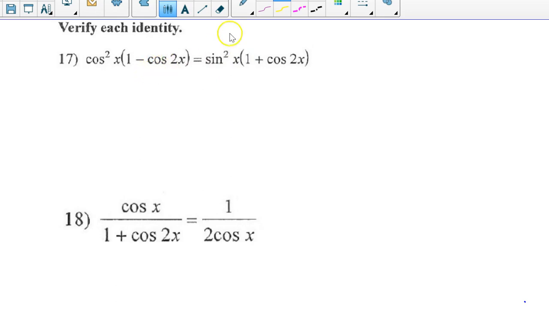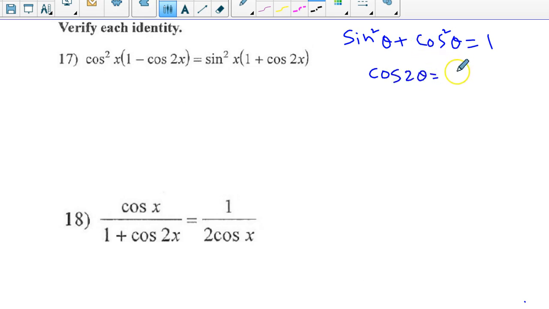I think I'll be using two identities. The first one is the Pythagorean identity. We know that sine square theta plus cosine square theta is equal to 1. That's one identity we'll use, and the other one is, since 2x is there, we know that cosine 2 theta is equal to, the double angle identity, cosine square theta minus sine square theta.